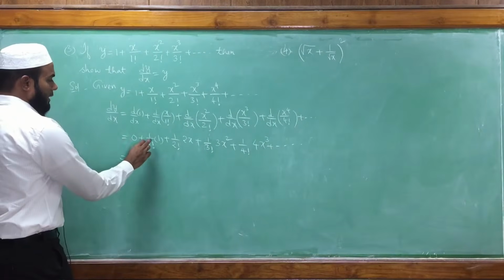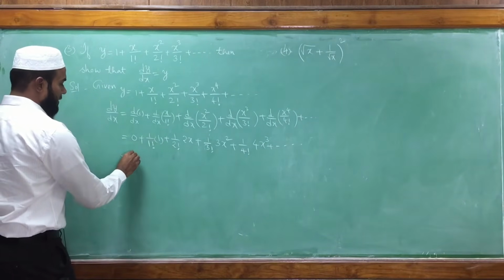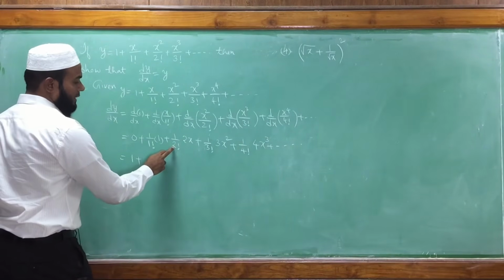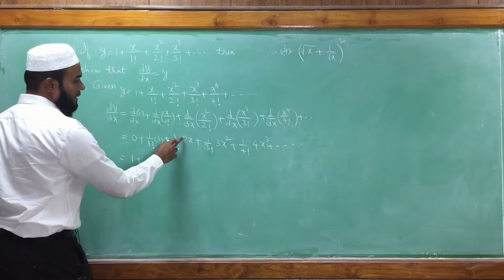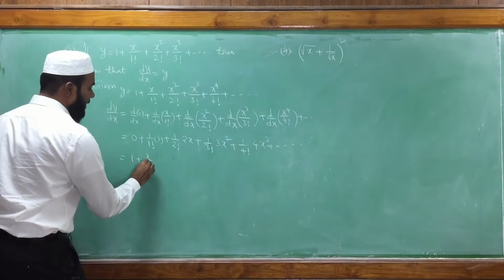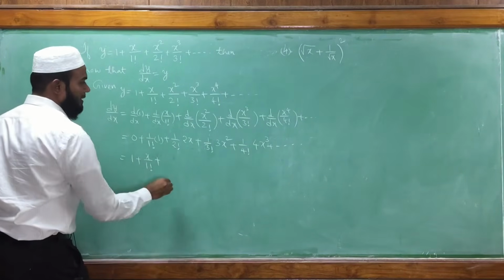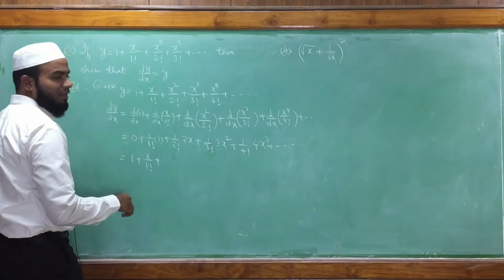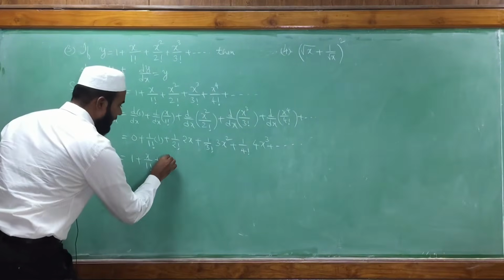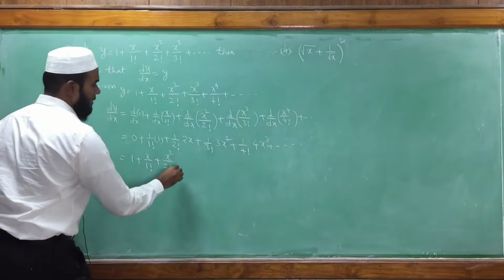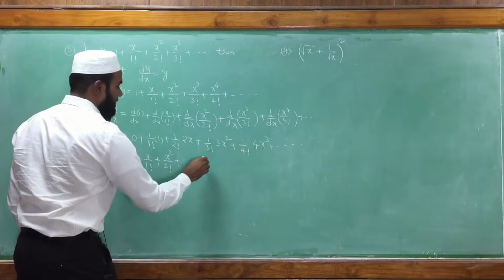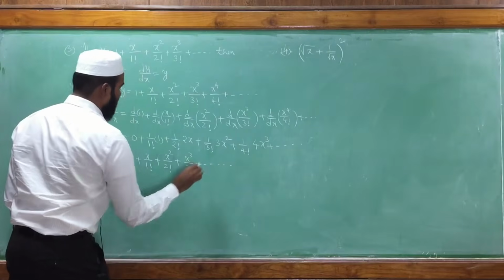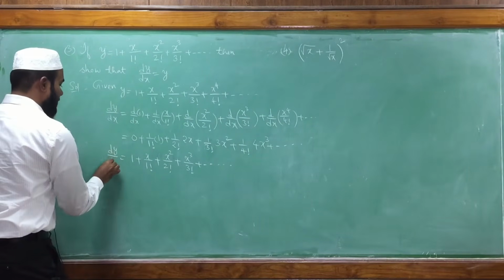This term is 0, and here 1 by 1 factorial is 1 only. Plus here, 2 factorial is nothing but 2 into 1 factorial, the 2 will get cancelled, so what will remain is x by 1 factorial. Plus here, this 3 and this 3 will get cancelled, in 3 factorial we have 3 into 2 into 1, so it is x square by 2 factorial. Plus same thing here, 4 will get cancelled, remaining is x cube by 3 factorial plus so on, right. This is dy by dx.